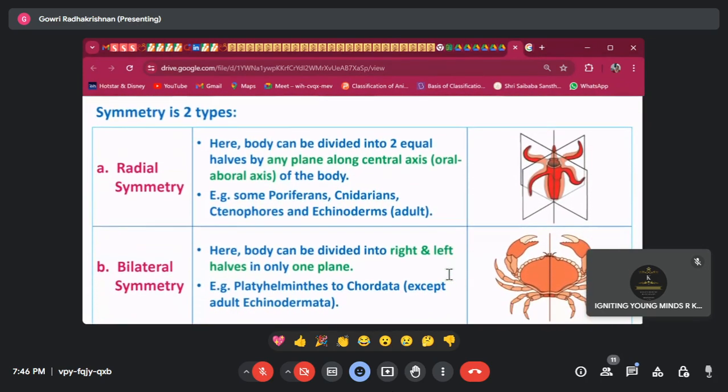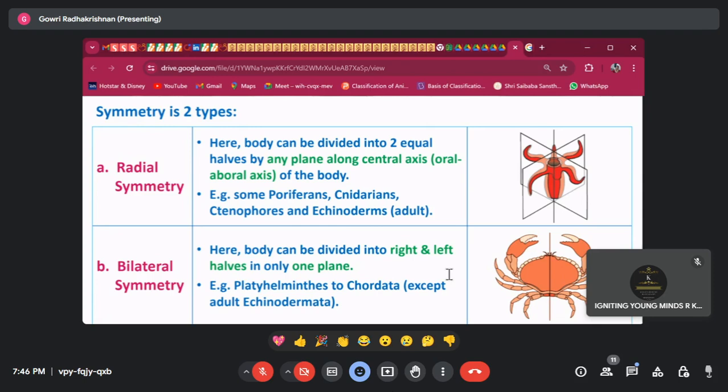Okay, and then radial symmetry. What is radial symmetry? There are two types of symmetry. Radial symmetry is when the body can be divided into two equal halves by any plane along the central axis, the oral-aboral axis. Oral is the mouth. Aboral is the part opposite to the oral part. It can be the anus or somewhere near the anus.